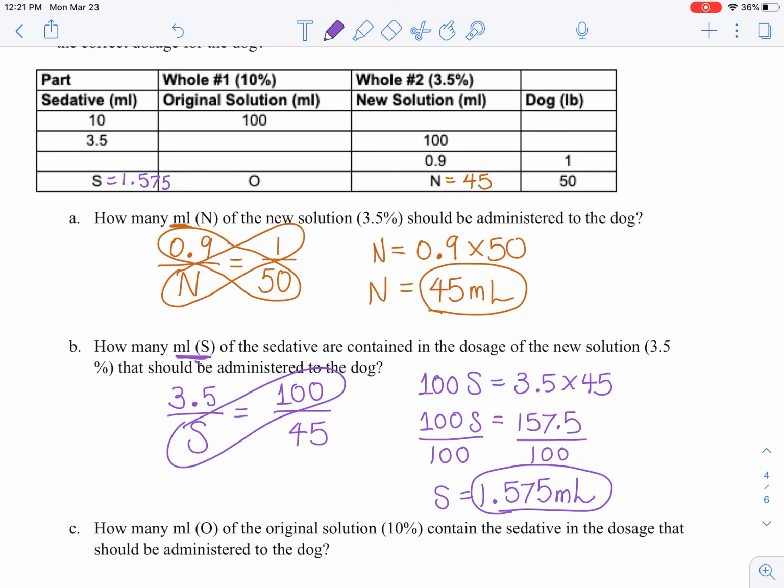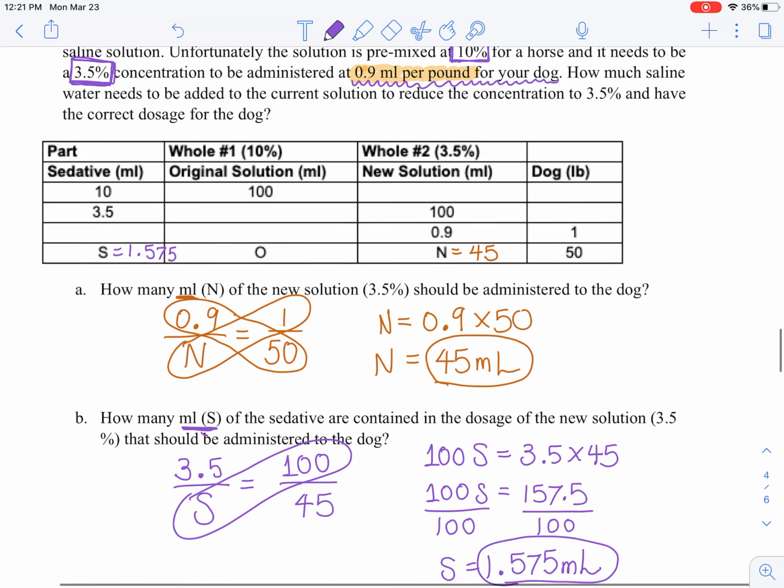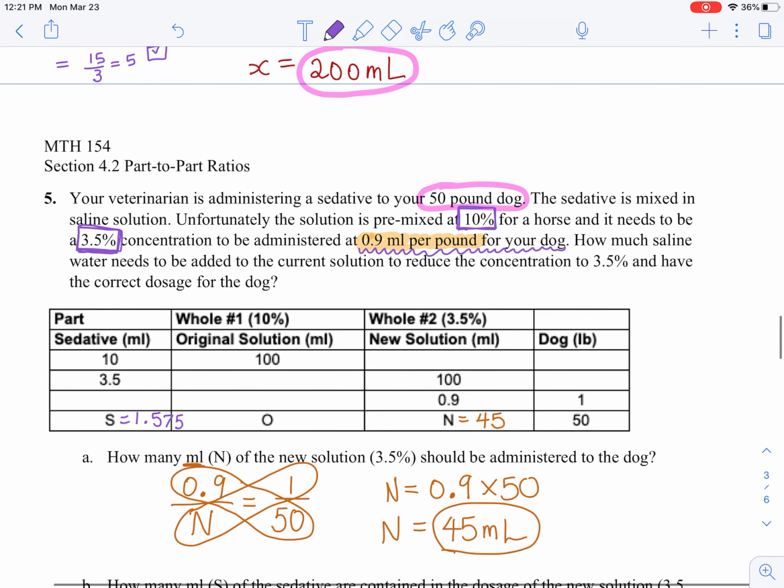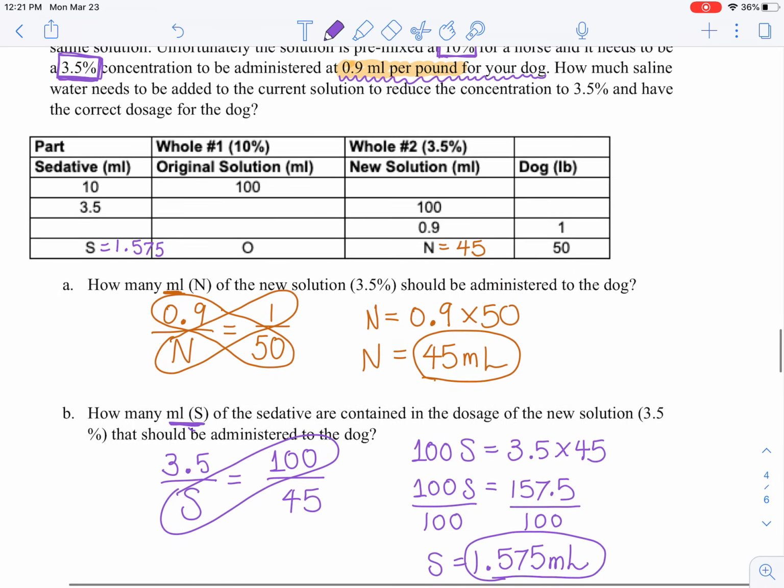And compared to the horse sedative that was 10%, that's probably going to be much less, right? I guess they talk about the original solution. Well, all right, let me go on.